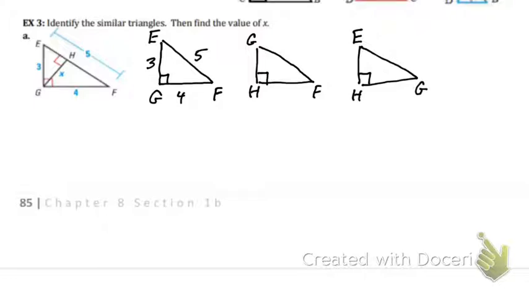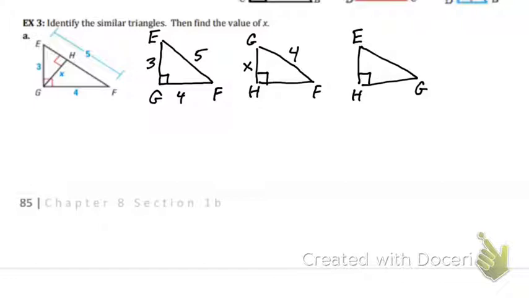Now I'm going to go back and fill in those values now that I have them all down. G to H is my X. H to F is some value. Let's leave that off for just a second. But I have G to F is 4.